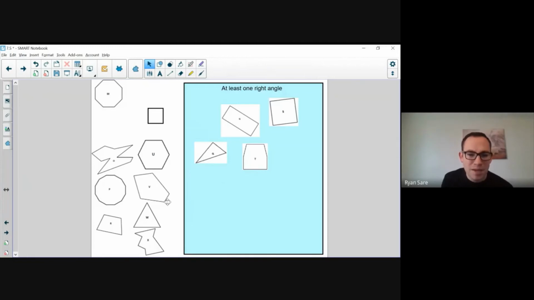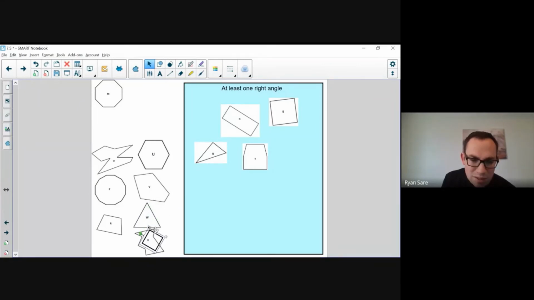V, there's a couple that look close. Let's check. Yeah, that's not quite there. Just a little bit underneath it. This one over here looks like it's a little too big, so that's a no. Well, this one is a no. This one looks like it has a couple.